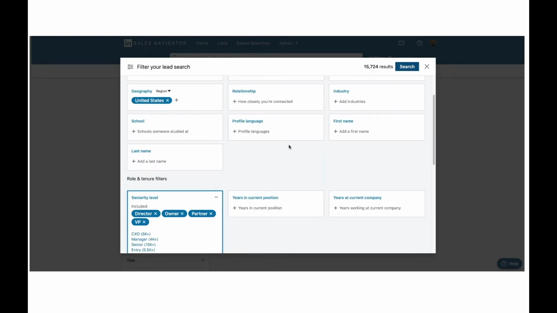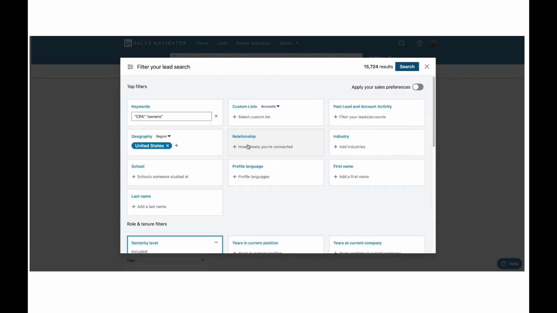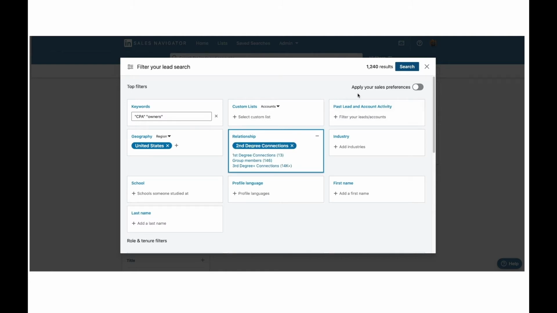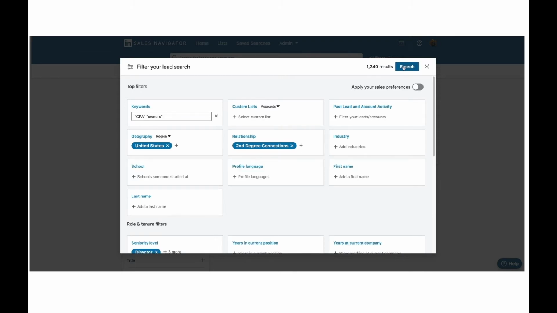Maybe I want to narrow it down. A great way to narrow it down is to start with relationships. If you're emailing someone cold, it's not going to go as well as if you email somebody close to you. So I would say start with second degree or first degree connections. First degree is people that you're already connected with. Second degree is people that are connected with people you're connected with. I usually do second degree connections, and see how that narrowed us down a lot.